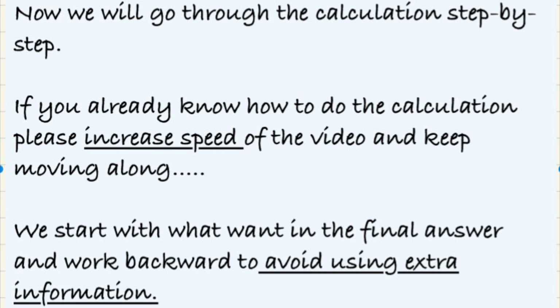Now we will go through the calculations step by step. If you already know how to do the calculation, please increase the speed of the video and keep moving along.